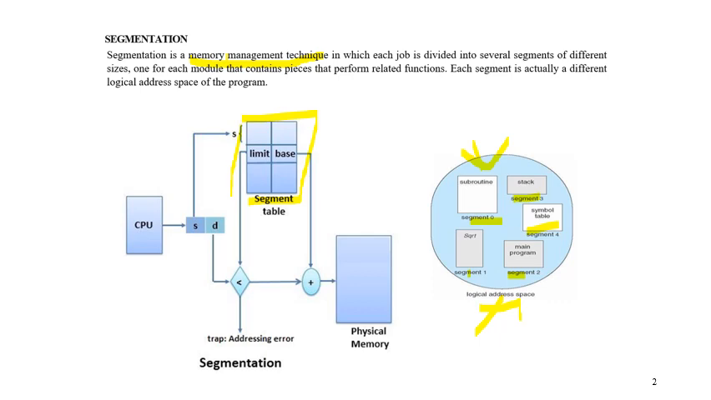What does the segment table contain? The mapping of the logical address, which is a two-dimensional address, to the physical address is done with the help of this segment table. I'm just repeating again: the mapping between the logical address and the physical address is done with the help of the segment table. Next is the base address.